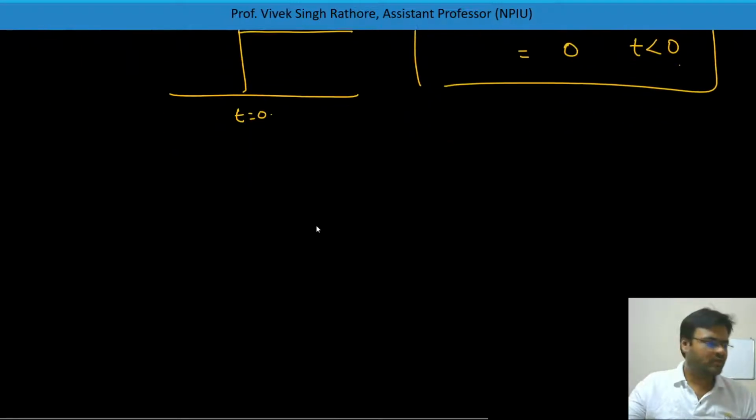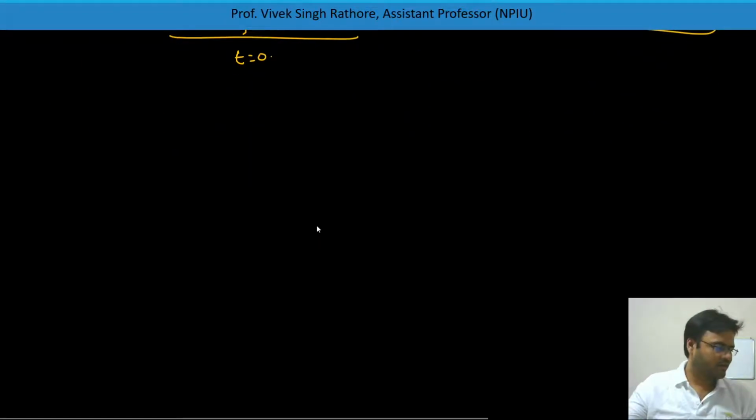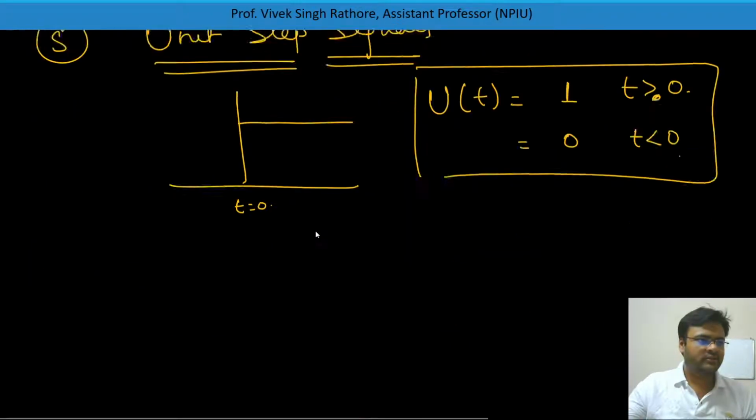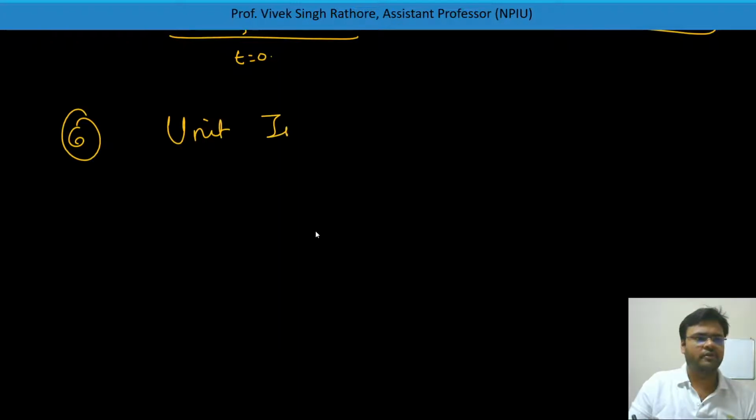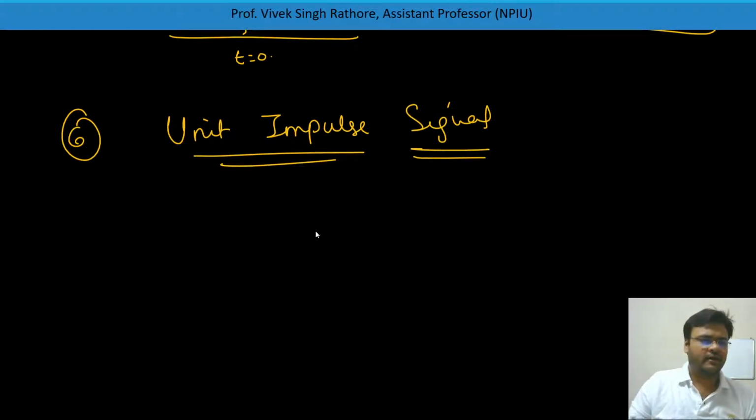Now you have understood the unit step signal. That was the fifth part. The sixth part is the unit impulse signal. Graphically we represent it like this, at t is equal to 0.